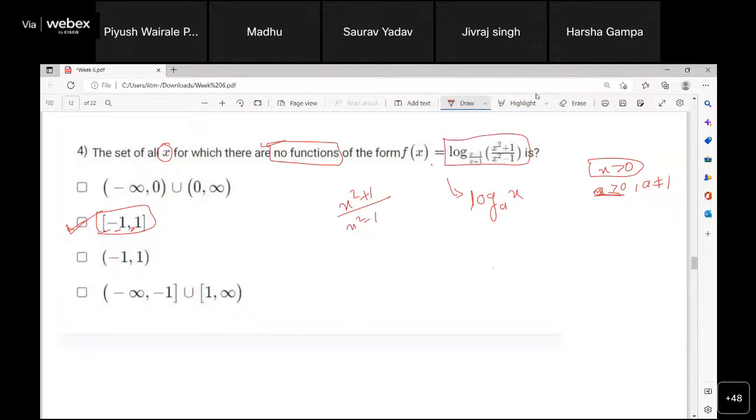So if you compare with the generalized basic condition that we are saying, my particular function x square plus 1 upon x square minus 1 should always be greater than 0. So excluding this range, it will become positive. Same for this thing. That's why we include 1 and minus 1. Can you explain again? I didn't get it.